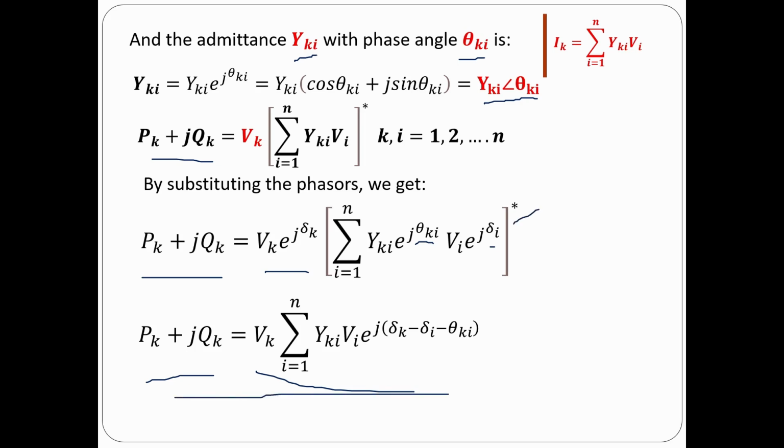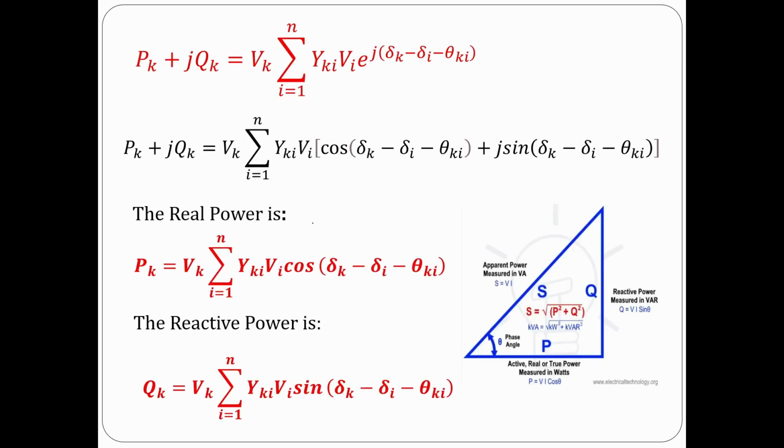Since this equation is in polar form, converting it to rectangular form, we get Pk plus jQk is equal to Vk summation from i equals 1 to n of Yki Vi times cosine of (delta k minus delta i minus theta ki) plus j sine of (delta k minus delta i minus theta ki). This is an equation of apparent power.